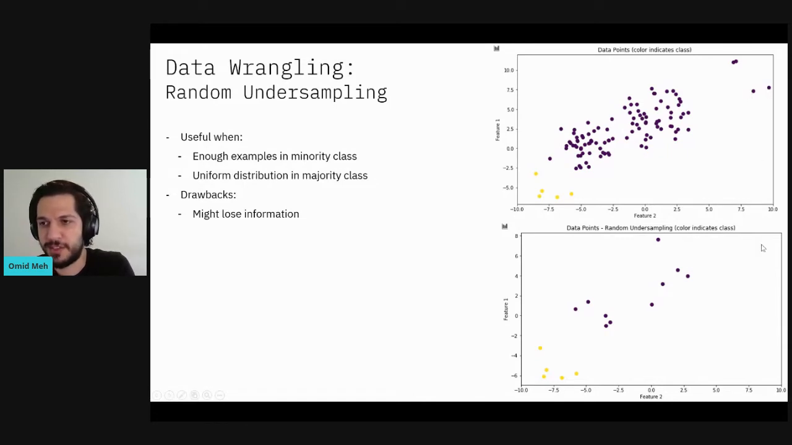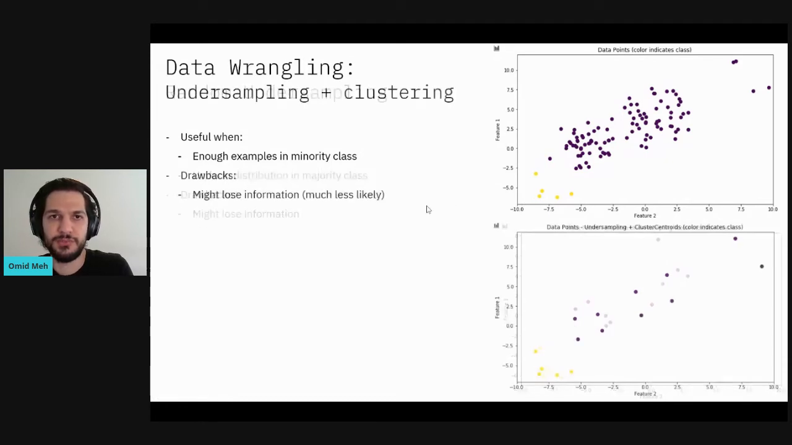Undersampling by itself is not a terrible thing. The problem is that by just blindly, randomly grabbing some stuff, we might lose information. So what could we do about it? You could read more about this. Just search for papers. There's lots of papers on these.